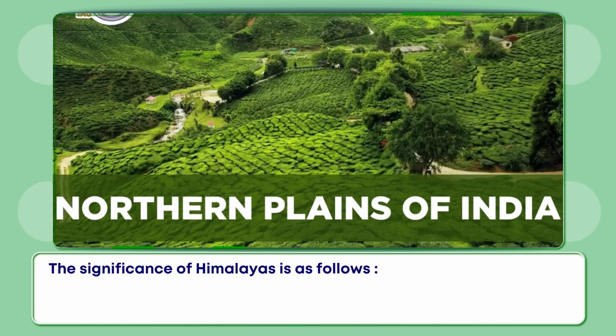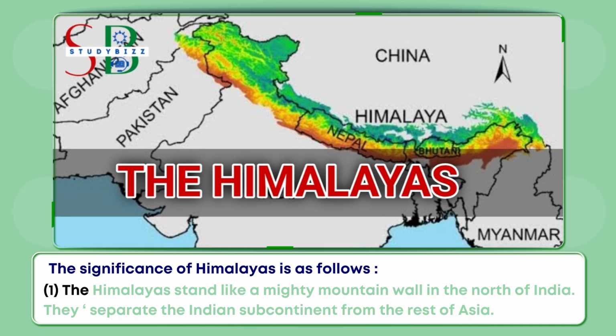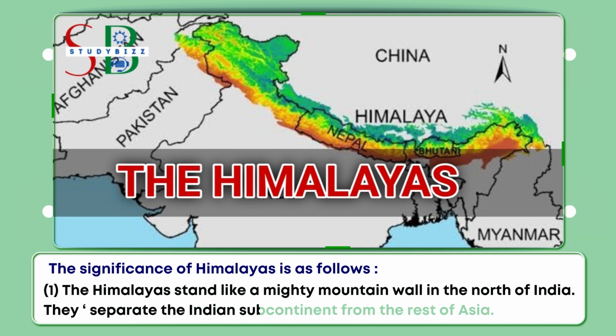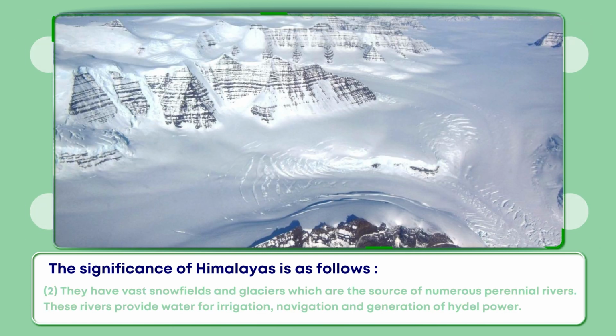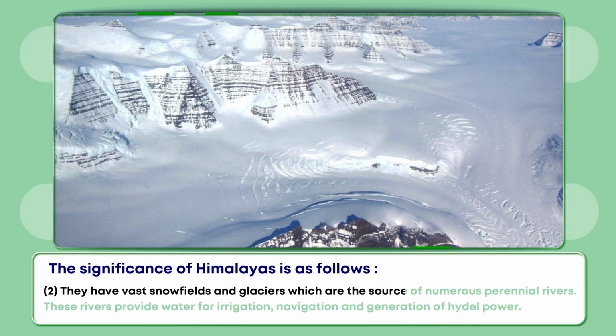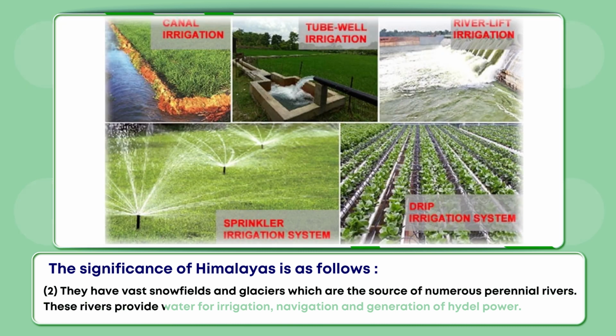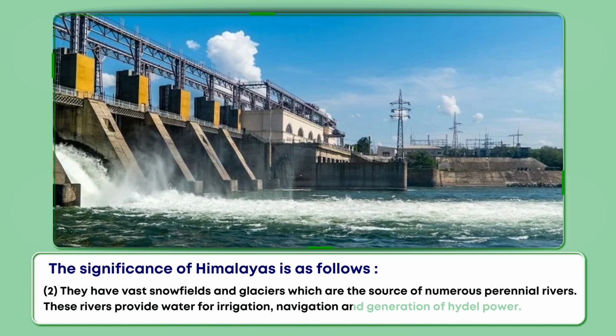The significance of the Himalayas is as follows. The Himalayas stand like a mighty mountain wall in the north of India. They separate the Indian subcontinent from the rest of Asia. They have vast snowfields and glaciers which are the source of numerous perennial rivers. These rivers provide water for irrigation, navigation, and generation of hydel power.